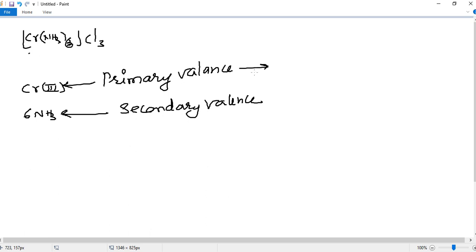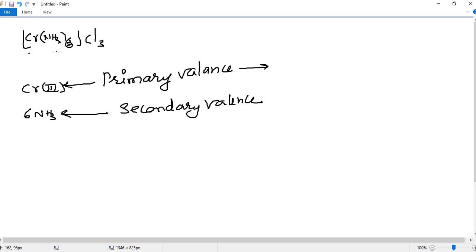Generally, according to Werner, primary valence is always ionizable. So Cl3 is always ionizable as we know. And the secondary valence is non-ionizable. NH3 is non-ionizable as we know. But nowadays it is not 100% applicable. इन्होंने जो बताया था वो अपने लेवल पे था, but nowadays it is not 100% applicable, right?